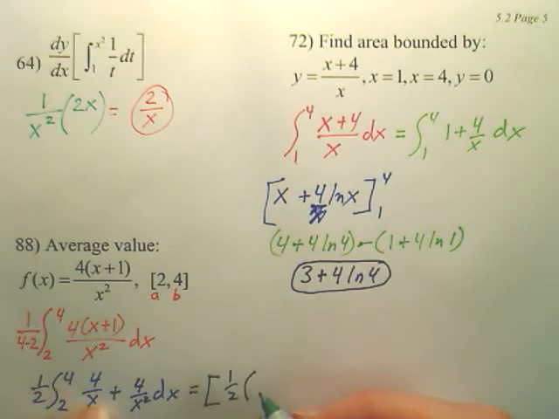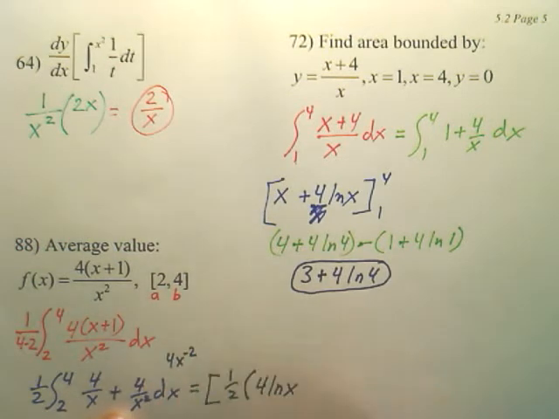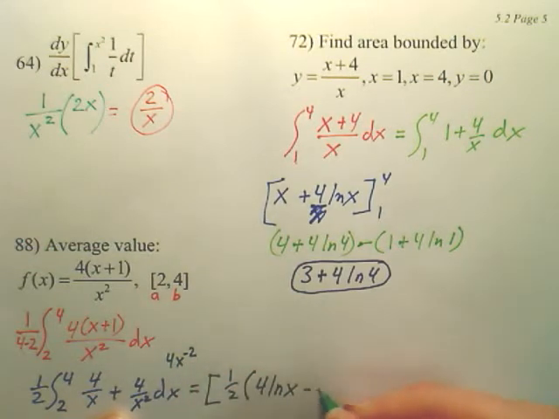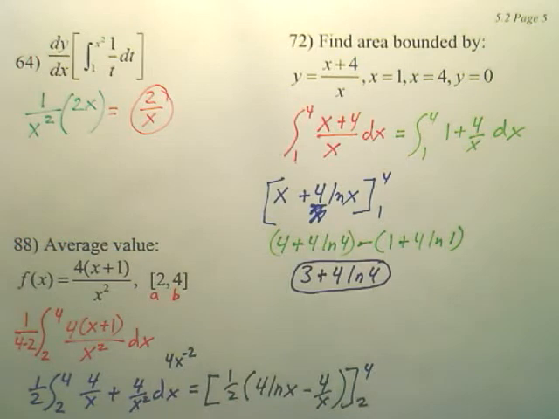This one right here, 4 over x, becomes 4 ln x. This one right here, isn't that 4x to the negative second? Won't that become negative 4 over x? When you add 1 to negative 2, you get negative 1, divided by negative 1. So won't that be minus 4 over x? We're going from 2 to 4. Again, you add 1 to negative 2, you get negative 1. Divide by negative 1. Becomes negative 4 over x.